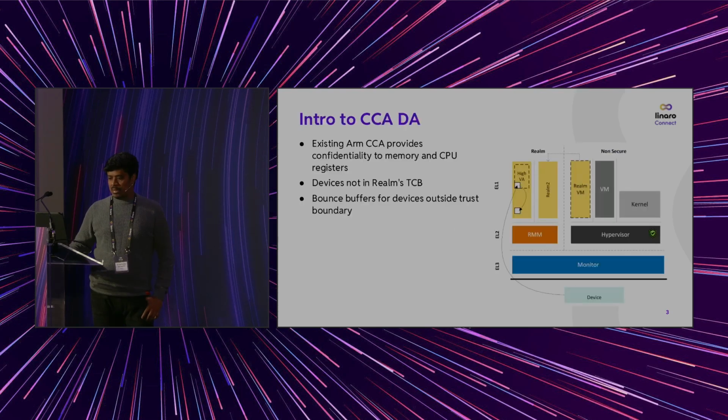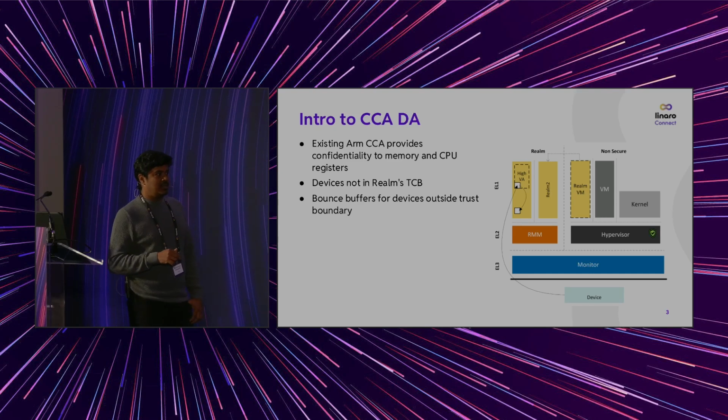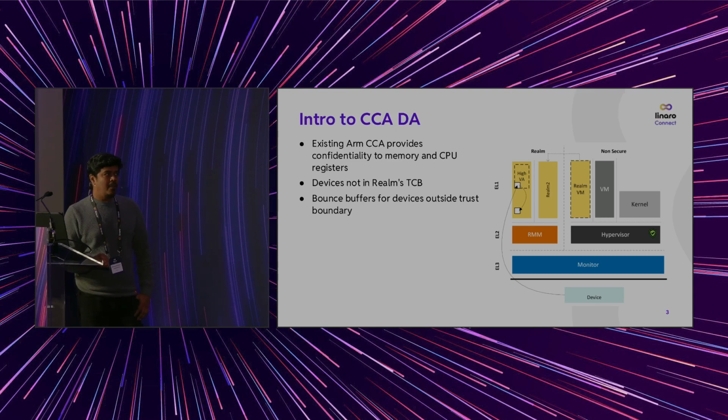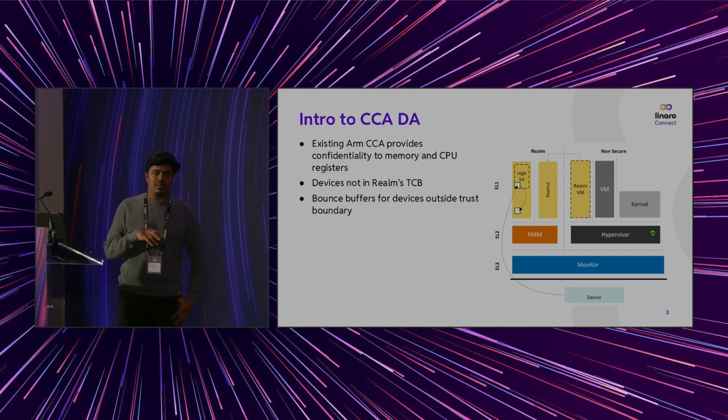So let's get started. On the brief introduction to CCA DA, you can see on the right-hand side the current state of ARM CCA 1.0, where RMM is in REL2, and the hypervisor can use some RMI commands to launch a VM in the realm world. This provides confidentiality on CPU registers as well as the memory. But what is not included in this is the device itself. This picture is drawn keeping the device in mind. So the device is completely out of the realm's TCB.